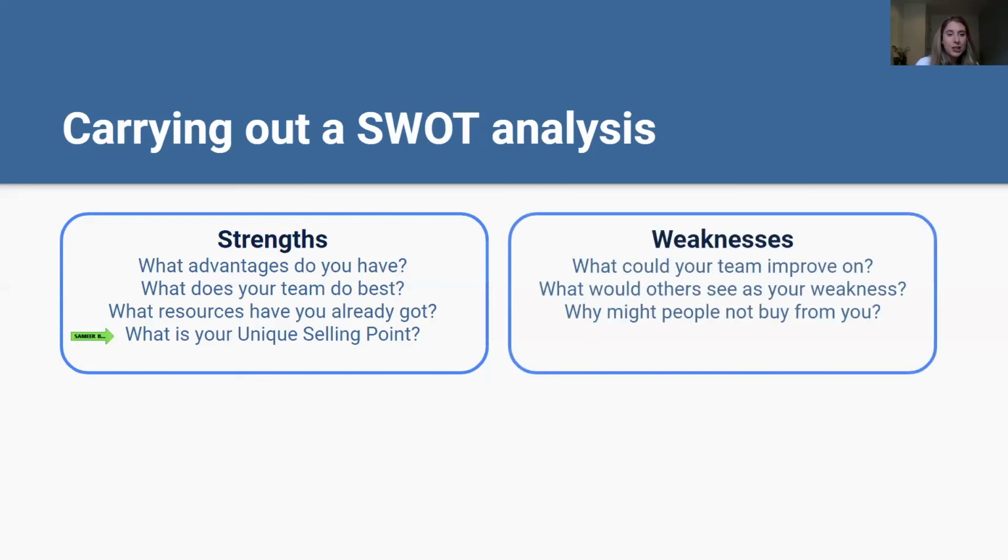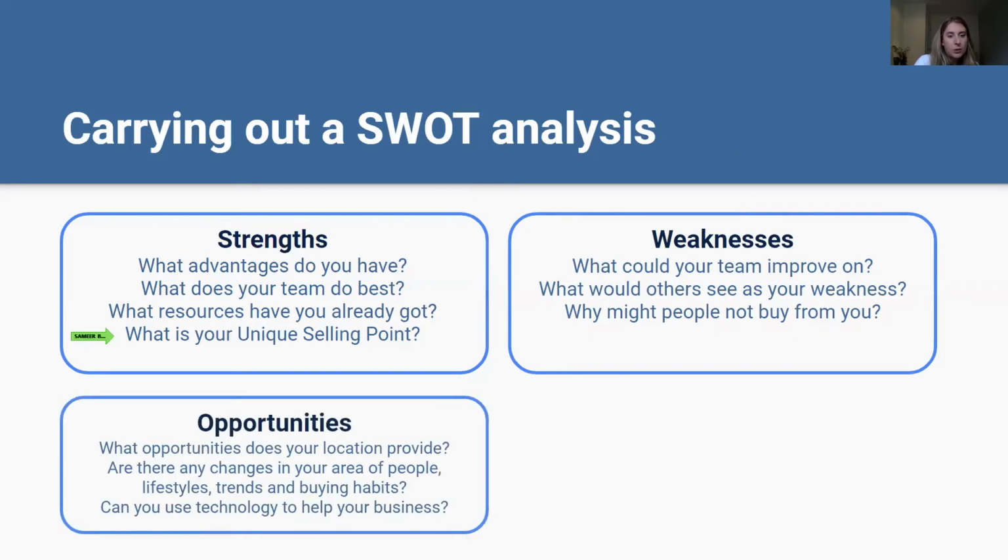Then for the weaknesses section, the questions to think about are, what could your team improve on? What would others see as your weakness? Why might people not buy from you? Then for opportunities, have a think about what opportunities does your location provide? Are there any local events? Are there any changes in your area of people, lifestyles, trends, buying habits to be aware of and take advantage of? And how could you use technology to help your business?